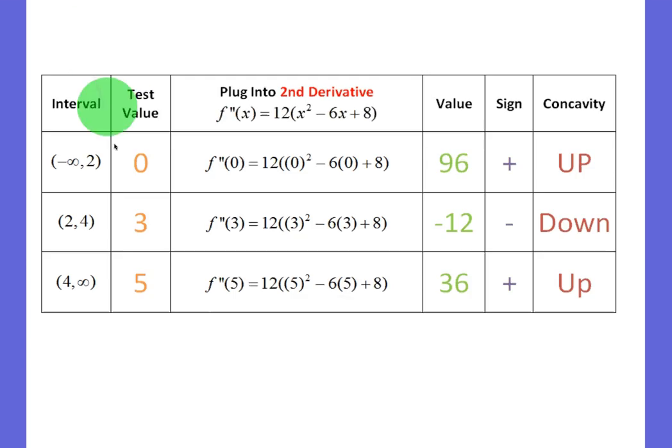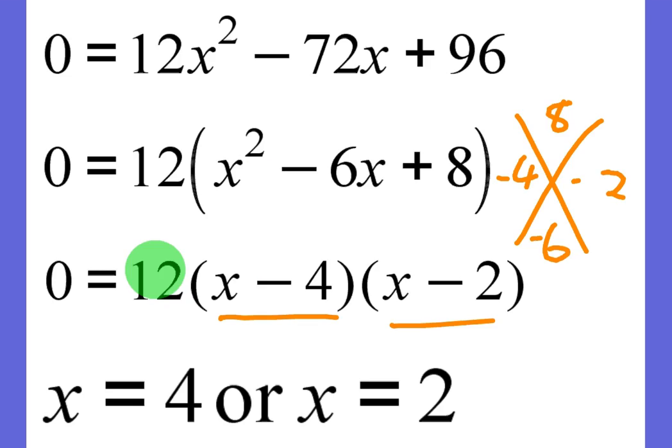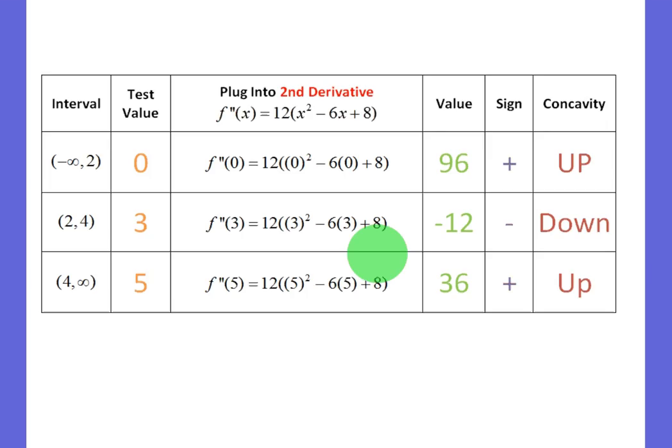Now we're going to do our chart for concavity. Remember, we're plugging these test values into our second derivative. Since we have two critical values for the second derivative, we'll have three intervals: from negative infinity to 2, 2 to 4, and 4 to infinity. So right here, the first test value is 0. We're plugging that into the second derivative. We get a positive number back, so it's going to be concave up on that interval.